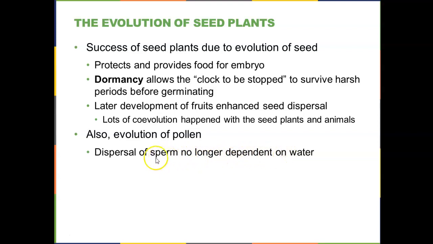And so now, for the first time, sperm do not have to swim through water to get to an egg. They are delivered via other mechanisms through this complicated structure called a pollen grain or pollen structure. And again, animals figure prominently, especially in the world of angiosperms, in the movement of this pollen.